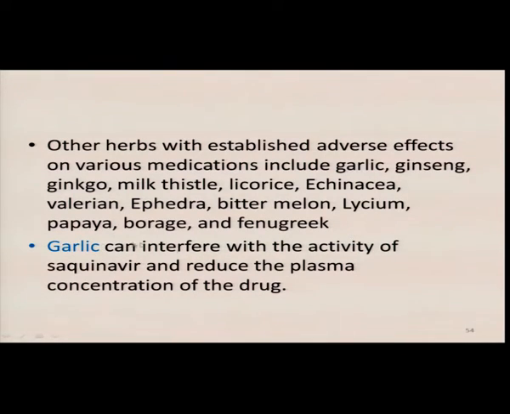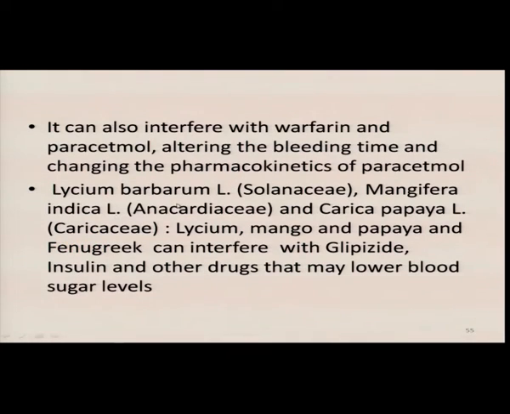Most of these are used commonly in both Eastern as well as Western cuisine. For example, garlic can interfere with the activity of saquinavir. This is an antiviral drug, and garlic can alter the plasma concentration of the drug concerned. It can also interfere with warfarin and paracetamol, altering the bleeding time and changing the pharmacokinetics of paracetamol. See, normally paracetamol is very well known in that it can reduce the body temperature. Of course, the muscular pain is also reduced. Along with it, it promotes bleeding. It can act as a slight anticoagulant. But when you combine it with warfarin, the pharmacokinetic activity of paracetamol will be changed.